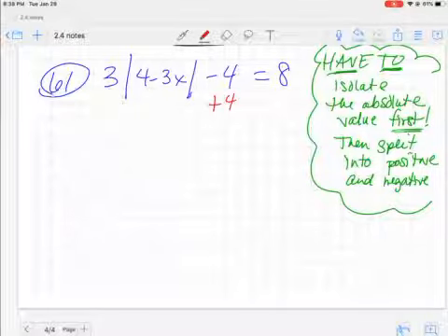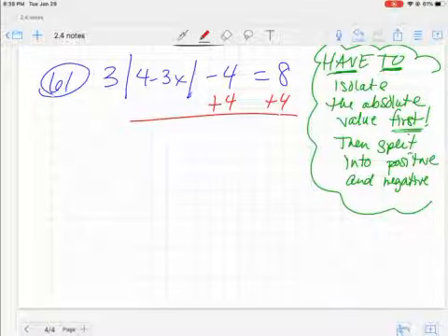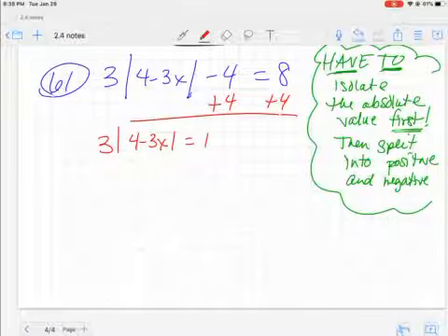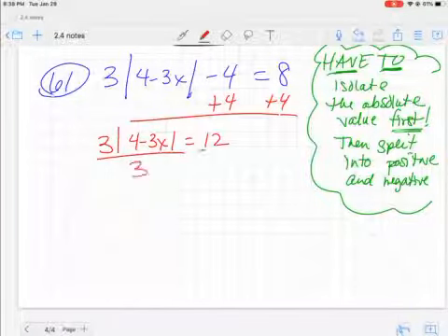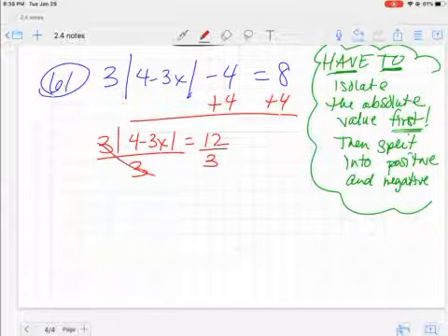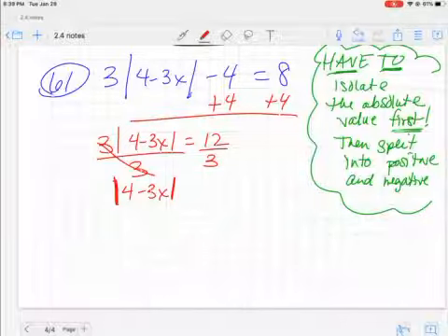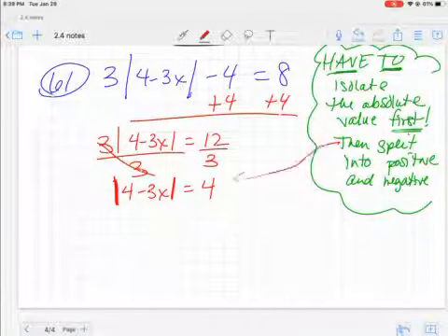First thing when you solve, you always get rid of that number first. So I have 3 absolute value of 4 minus 3x is equal to 12. Divide both sides by 3. And the absolute value of 4 minus 3x is now equal to 4. Now we split it up.